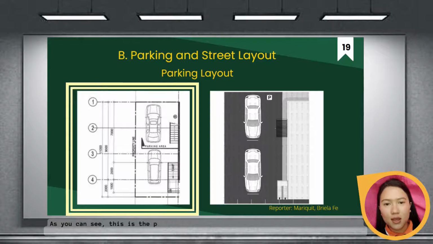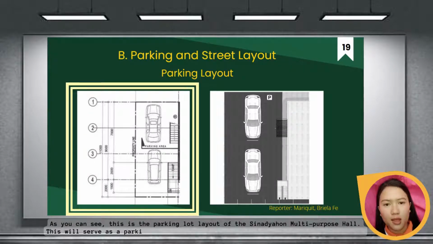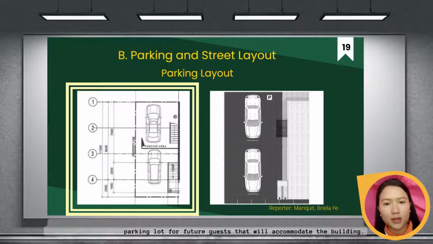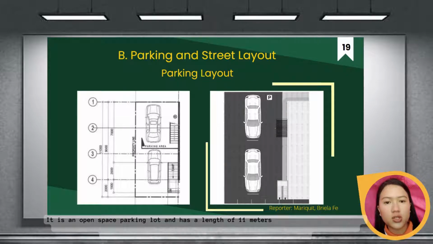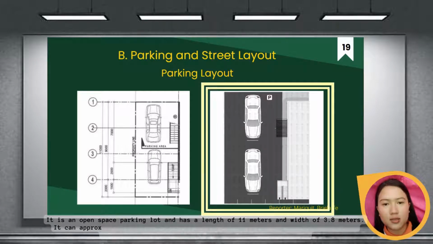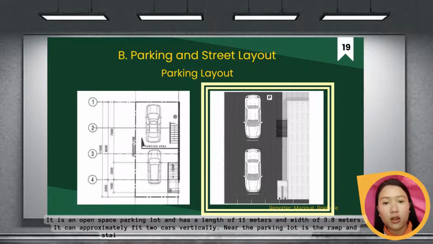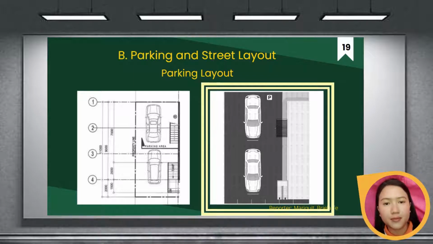As you can see, this is the parking lot layout of the Sinadya Multipurpose Hall. This will serve as a parking lot for the future guests that the building will accommodate. It is an open space parking lot and has a length of 11 meters and a width of 3.8 meters. It can approximately fit 2 cars vertically. Near the parking lot are the ramp and the stairs that can be used by guests to enter the building.